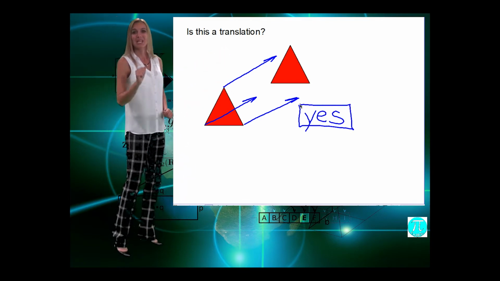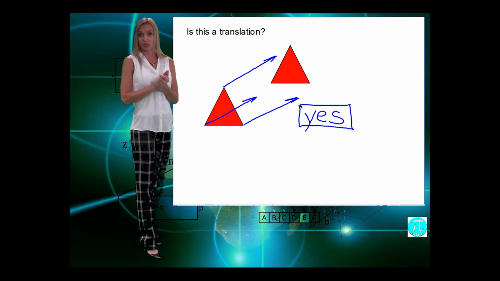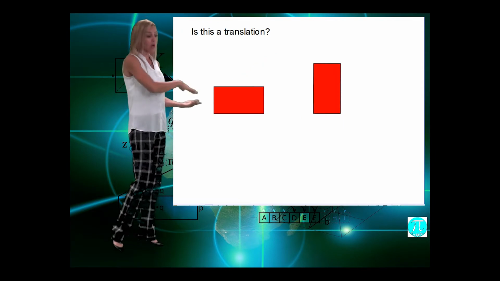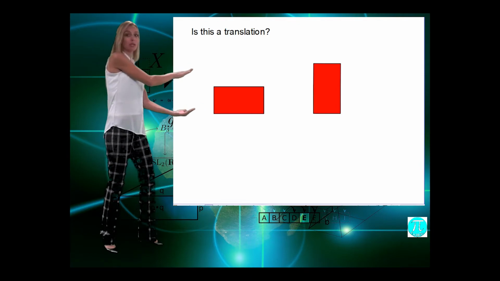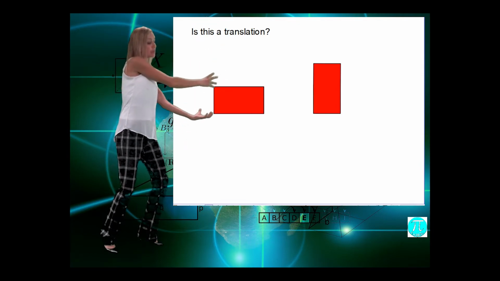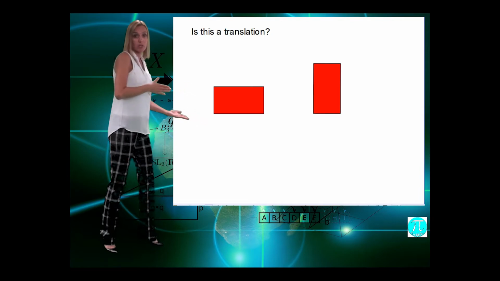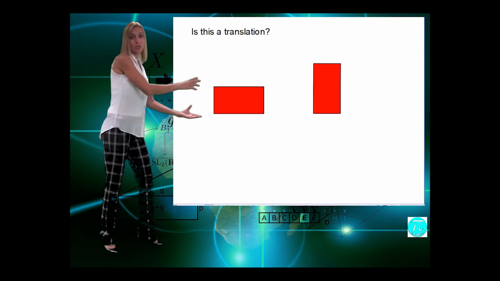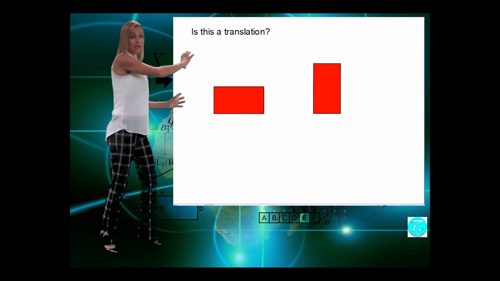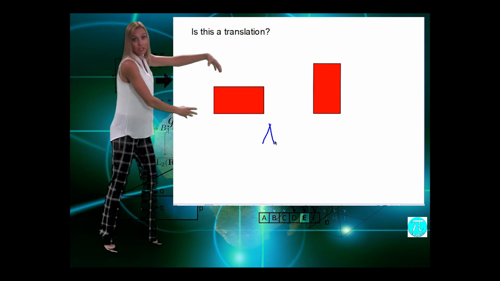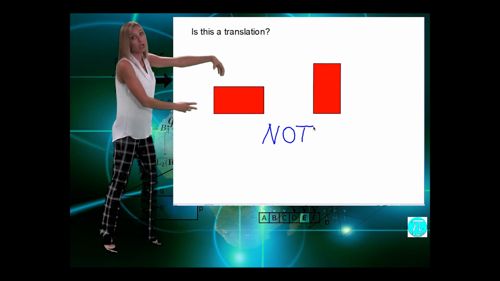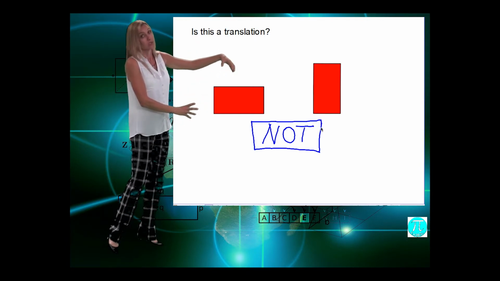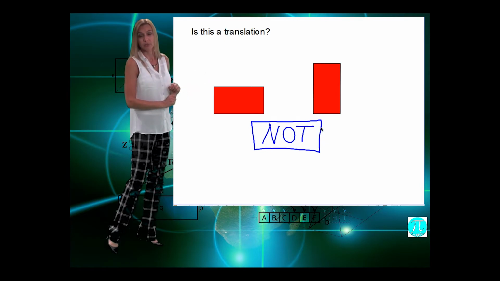Now, look at these figures. We have two rectangles, and the one rectangle is sitting this way, the other rectangle is sitting lengthwise. One is more laying down, horizontally, and one is vertical. What happened was a rotation. So is this a translation? No, because that image had to rotate. So this was not a translation.